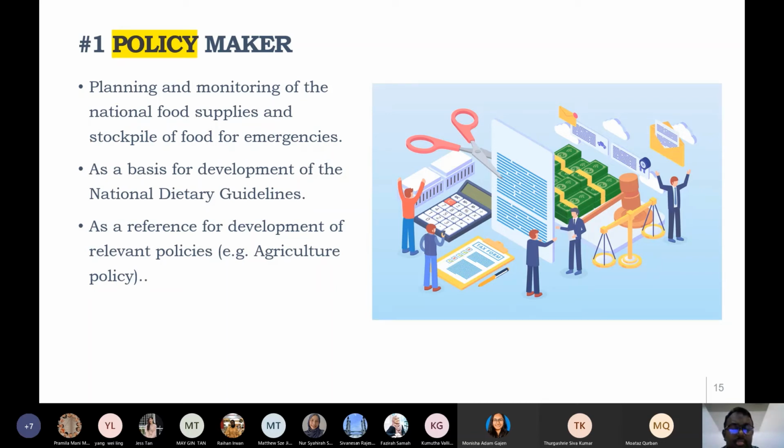Policymakers also use RNI as a reference for development of relevant policies, for example agriculture policy and so on. So RNI is very important for policymakers as a guide for them in planning new policies in future.